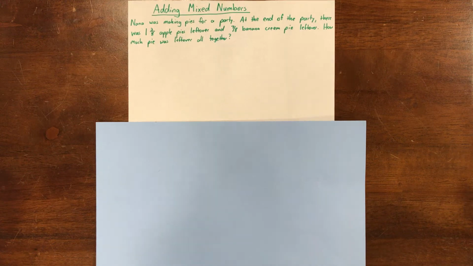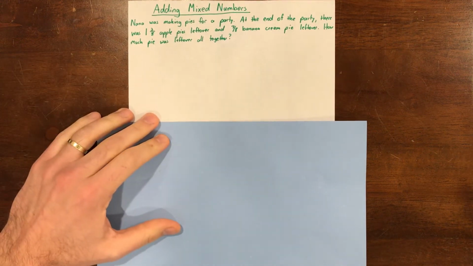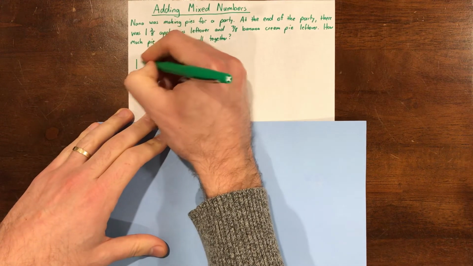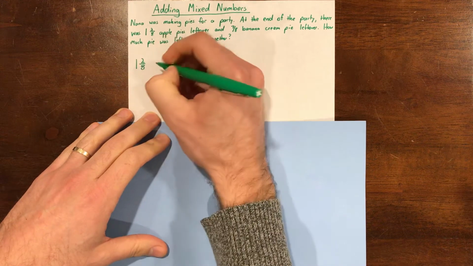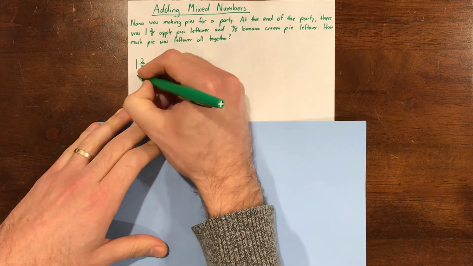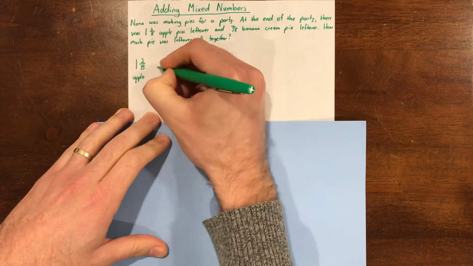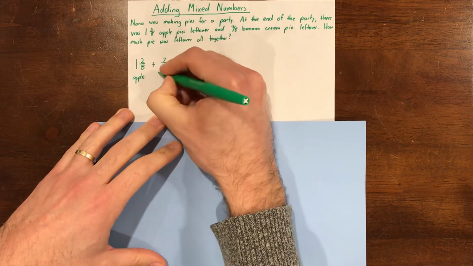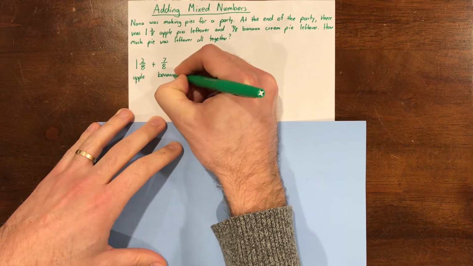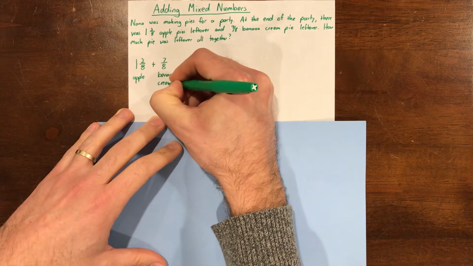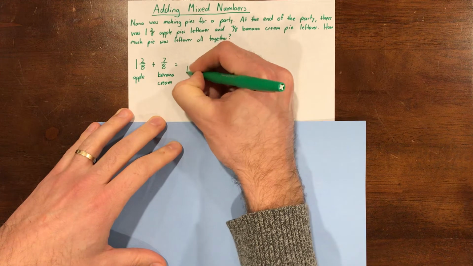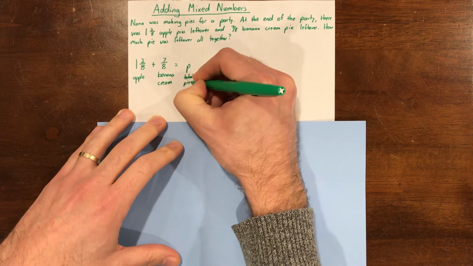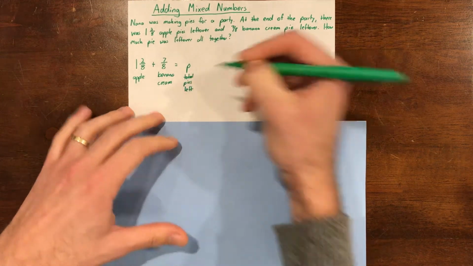Yeah, there's lots of different ways you could represent it. One way is a number sentence. I could say 1 2/8, right? And that would be for the apple pies plus 7/8 for the banana cream pies. And that would equal P, which would be the total pies left. Okay.